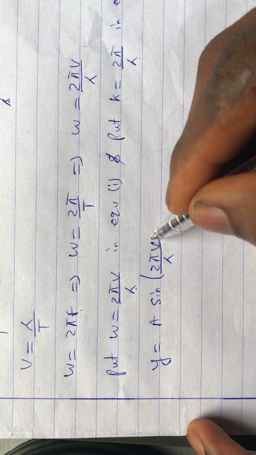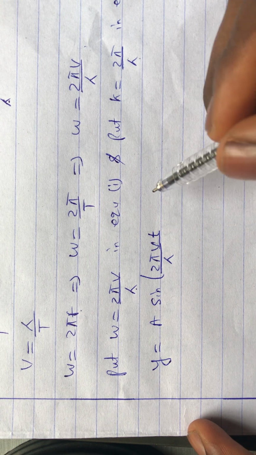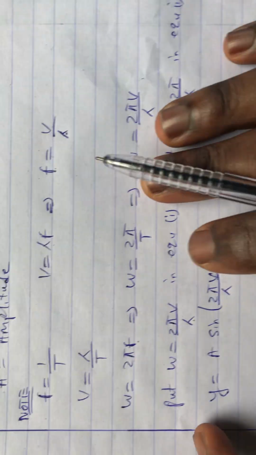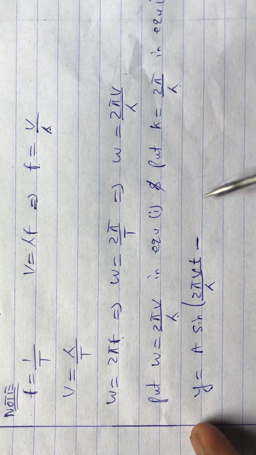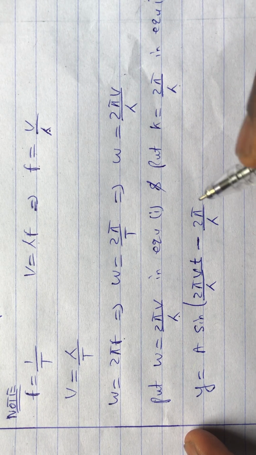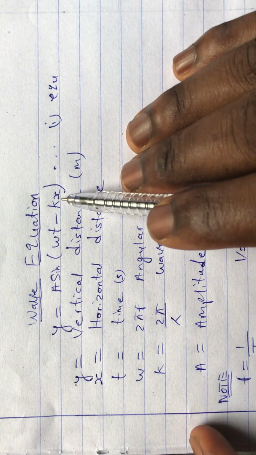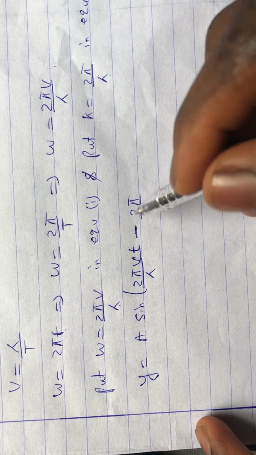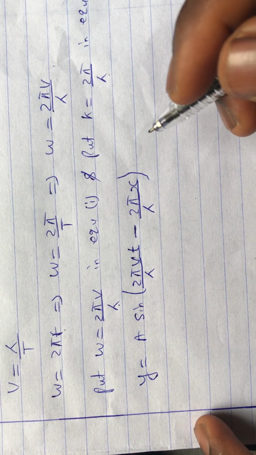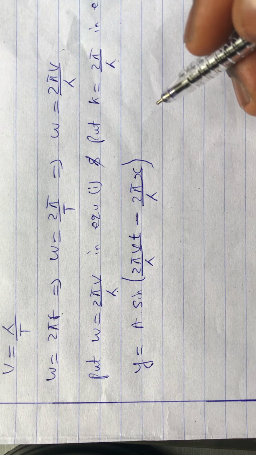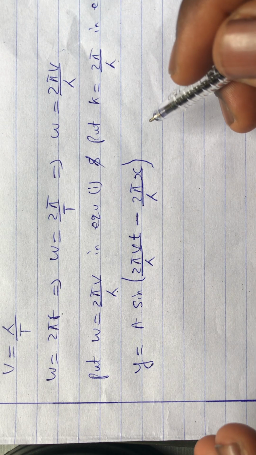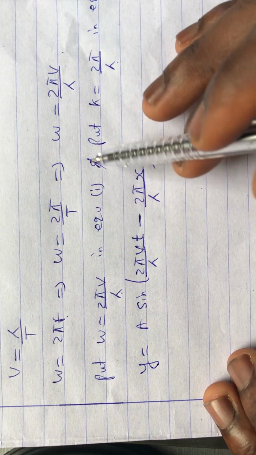Times our t, minus, where we see k, you put 2 pi all over lambda times our x, close bracket. Can you see? At this very first time, at this point, you're able to derive our second wave equation from all these small formulas here.